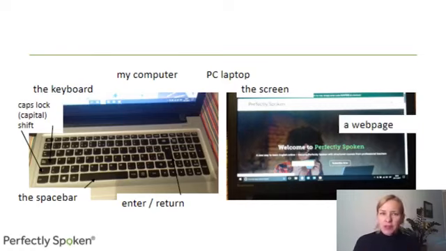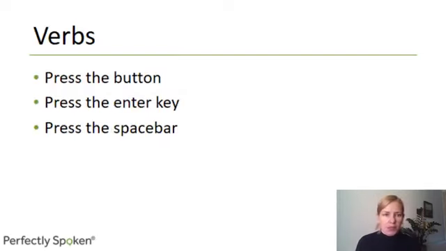And on the screen, you can see there's a web page. Can you see the arrow? Yes, you see the arrow. This is pointing at an icon. The little things you click are icons. So this is very, very basic vocabulary related to the external part of a computer.